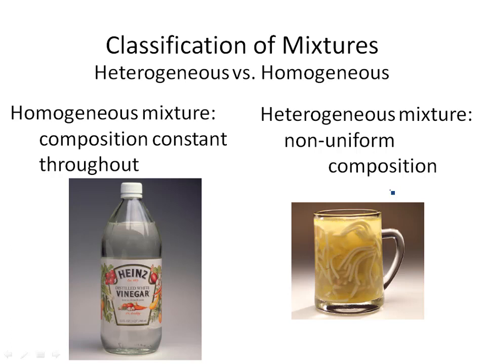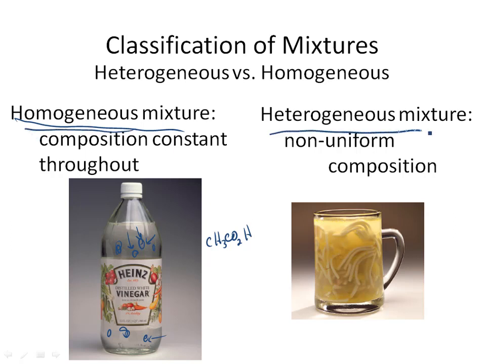The final classification we're going to look at are two types of mixtures, heterogeneous versus homogeneous. Remember, mixtures contain more than one kind of chemical entity mixed together. A homogeneous mixture has constant composition throughout. So here's some vinegar. Vinegar is made of water with acetic acid dissolved in it. If you take any sample of this vinegar, it contains water and acetic acid, and it's the same composition everywhere in the bottle. It's not any different in one place than another place. So it's uniform, and therefore that's a homogeneous mixture.